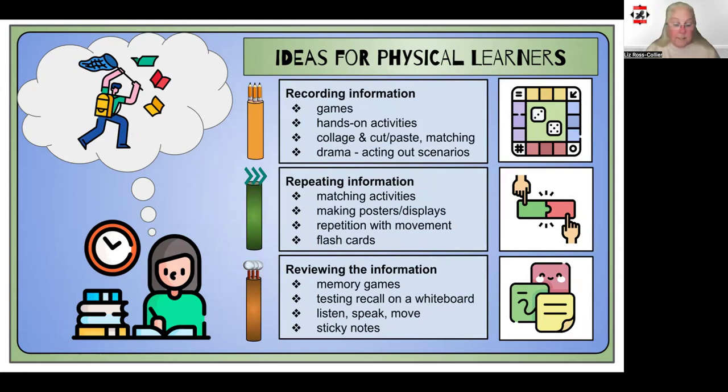Here are some study skills and strategies for physical or kinesthetic learners. Recording the information can be done using things like making a collage, cutting and pasting words into sentence structures, acting out scenarios, maybe recording it in a video. You can make repeating the information more suited to the physical learner by using matching activities, flashcards, making a poster or using physical signs. An example of this might be to use te reo rotarota, sign language, play charades or use other physical actions to represent a word or a phrase.